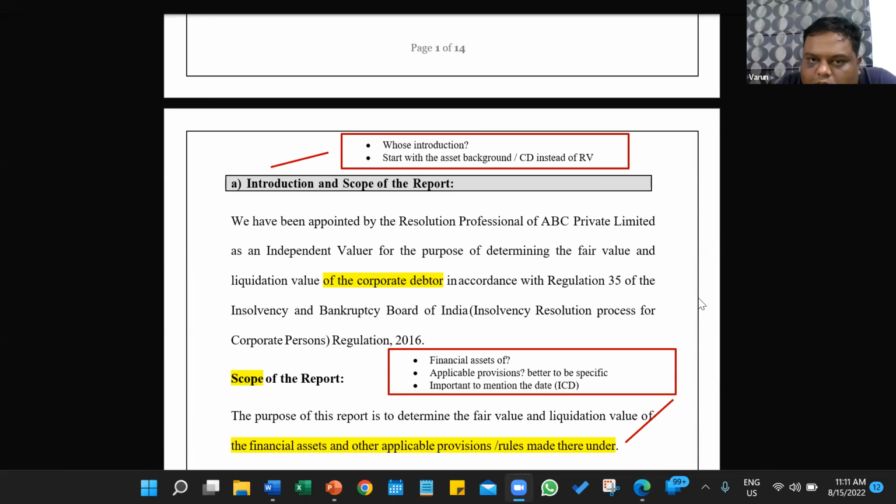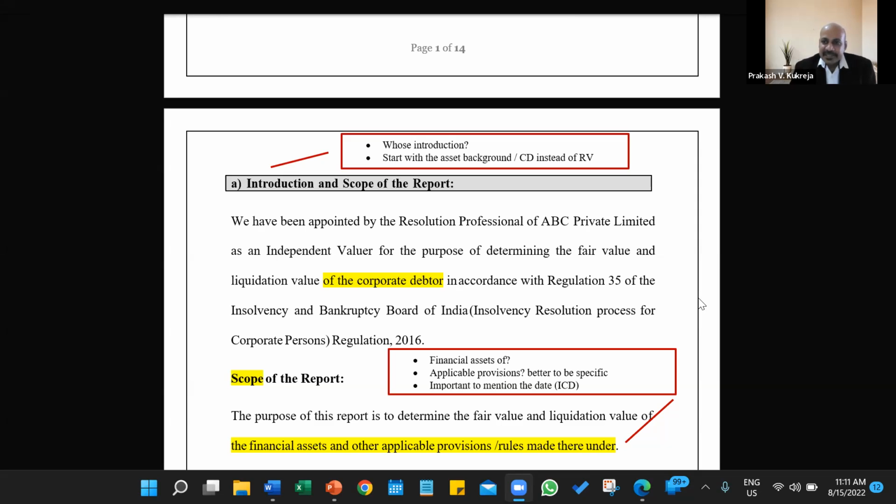So coming back to this, if you see here, it is the introduction and scope of the report. And the way it is put is that we have been appointed by the RP of ABC Private Limited as an independent valuer, to determine the fair value and the liquidation value of the corporate debtor. So though this is understood for ABC Limited, it helps to first introduce the corporate debtor, first introduce the asset. So if it is plant and machinery or land and building, it is important first to talk about the asset, what you're valuing.